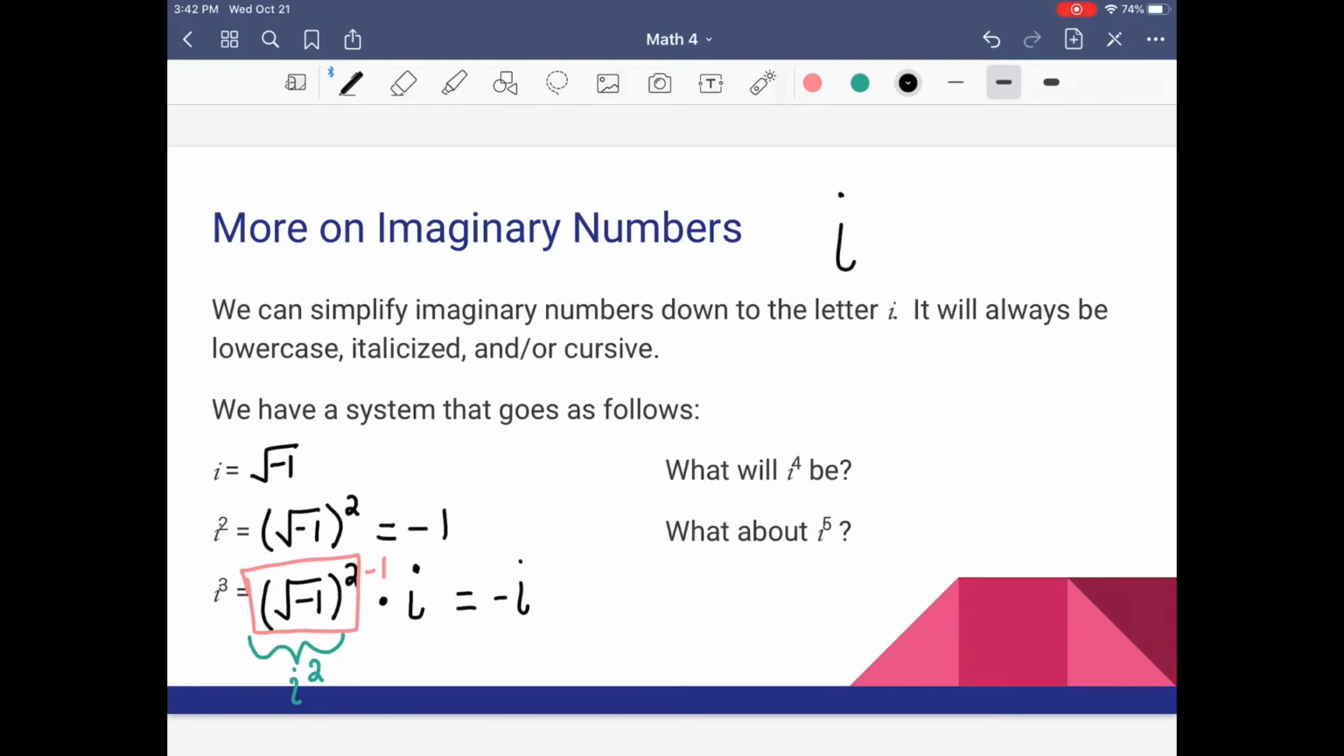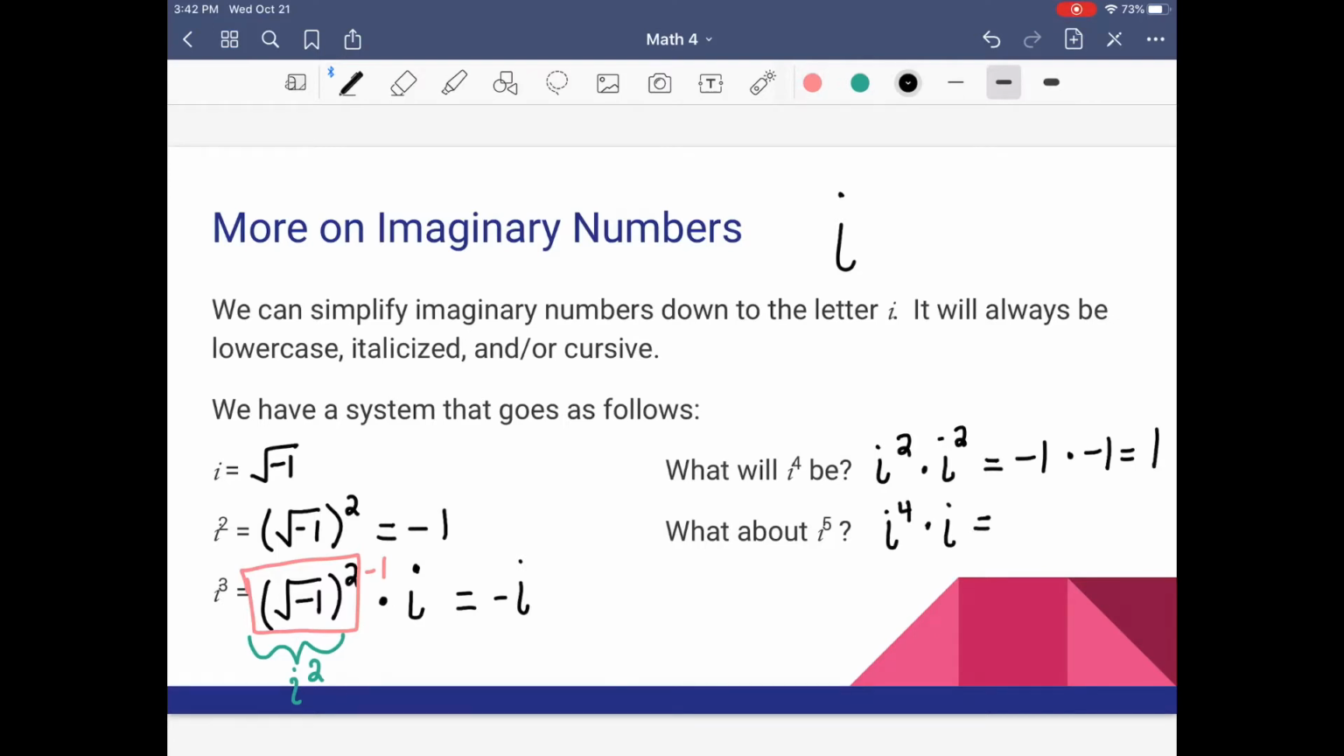All right, so what about i to the 4th? Well, i to the 4th is simply i squared times i squared. We already know i squared equals -1, so -1 times -1 makes it +1. Then we have i to the 5th. We know i to the 4th, so this is going to be i to the 4th times i.